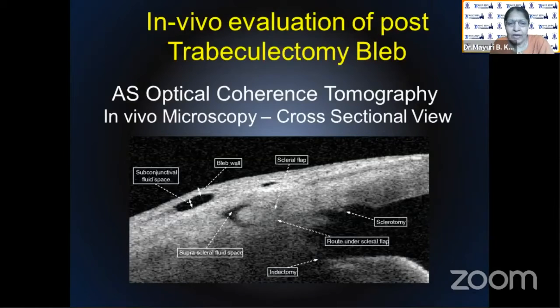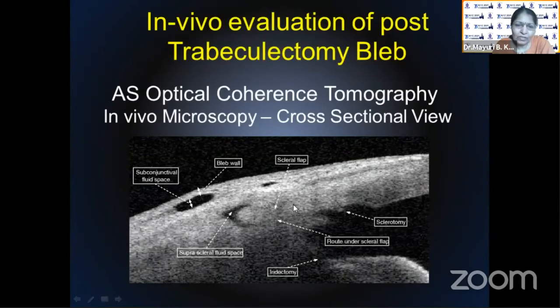Being a non-contact technique, you can use anterior segment OCT even in the early period, the first week of surgery, where you may not like to use UBM. So it will give you a microscopic cross-sectional view. It is shown here, and multiple data can be seen on this.